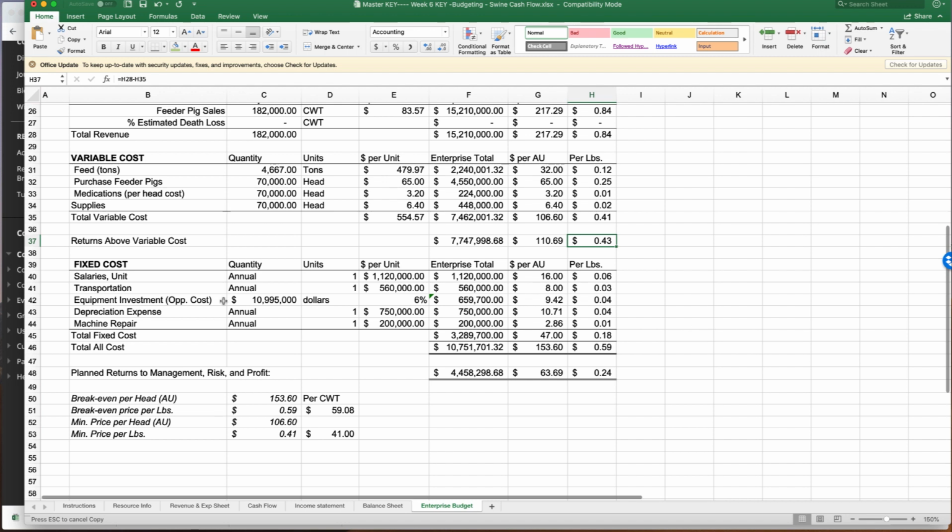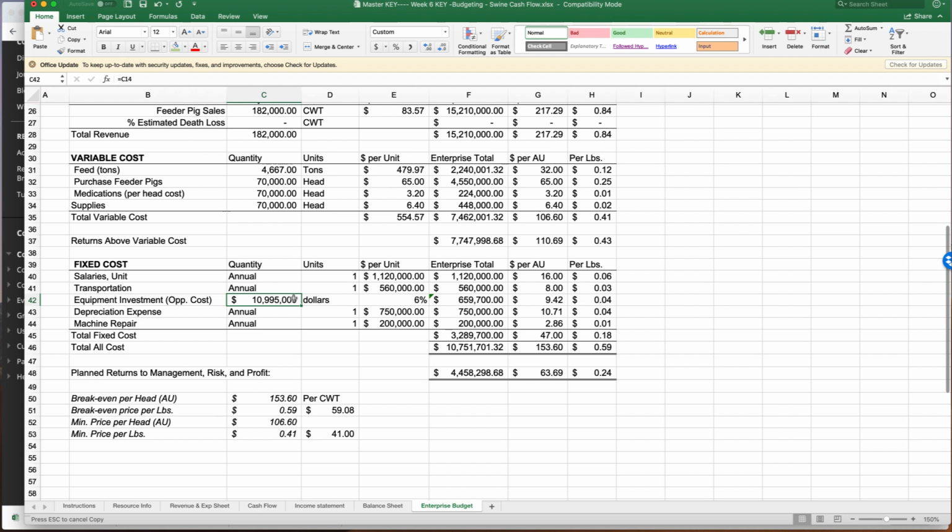All right, let's go down and look at fixed cost. I've given you what I would consider those to be. These annual salaries, transportation. Transportation is just delivery no matter how many head I get. So here's the one that I wanted to show you. On equipment, I'm not looking at interest on a loan. I'm not looking at really whether I'm borrowing it or not paying for it.